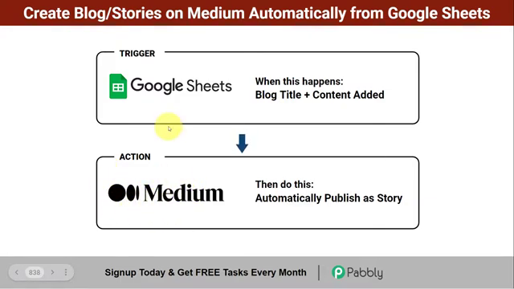And for that, you need to set an automation in between Google Sheets and Medium just once, and after that simply add the blog details here and it will be automatically published as a story into the Medium account. So if you also want to learn how you can do that, come with me and I will show you the process step by step.